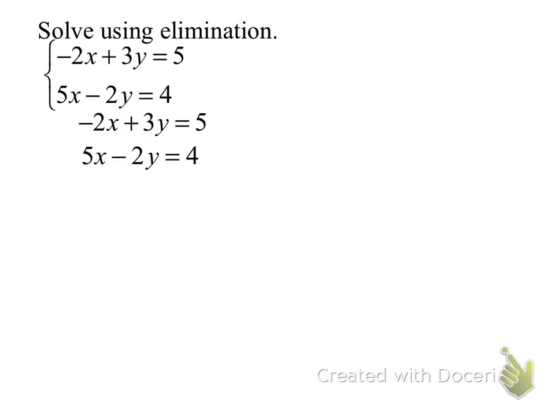Let's go with what my PowerPoint's going with. They're going to eliminate the x's. So when I multiply everything by 5, Chloe, what do I get? You get negative 10x plus 15y equals 25. Good. And keep going. And then the next one, let's go, Isabel?